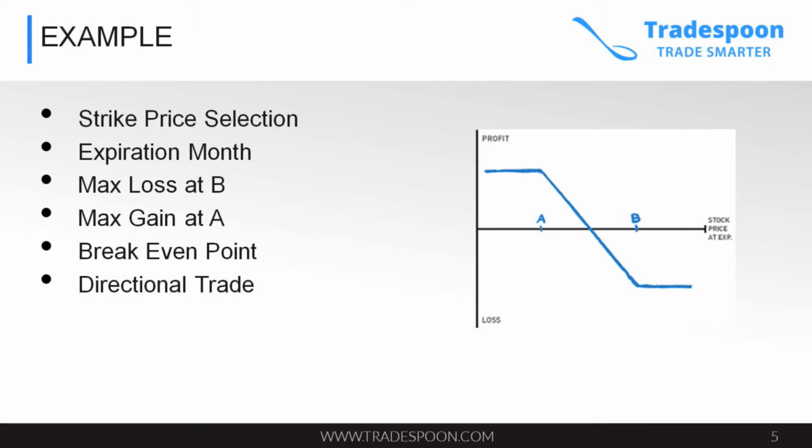Let's go through a specific example. For strike price selection, you can look at the probability of success if you go to Mind Tools under Tradespoon. Expiration months, again, 50 to 75 days. Maximum loss occurs in case you're wrong and the stock goes to the upside, that's point B. Maximum gain occurs in case you're right and the stock drops to point A. Your break-even point is between point A and B, where you intersect the x-axis. And obviously it's a directional trade, so you're directionally short on the stock.